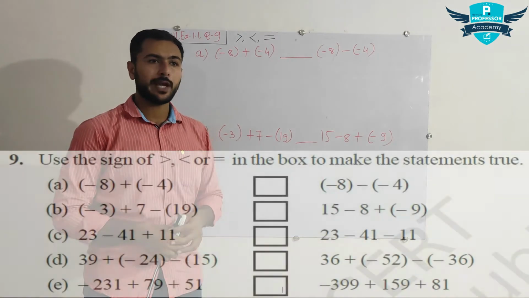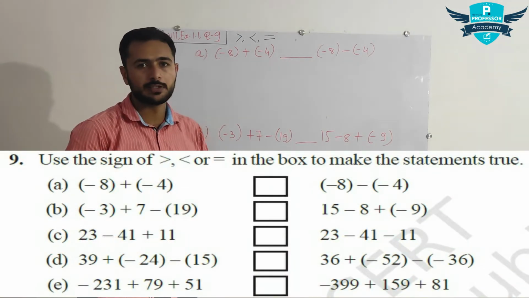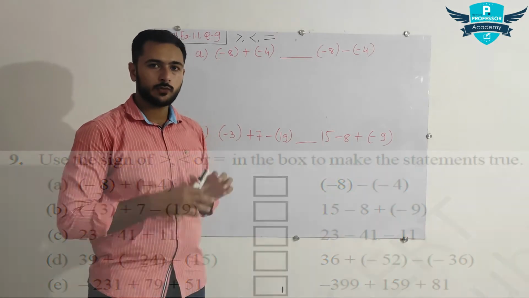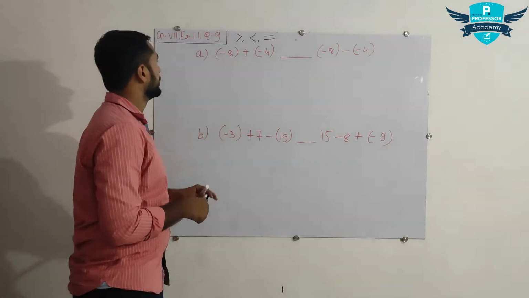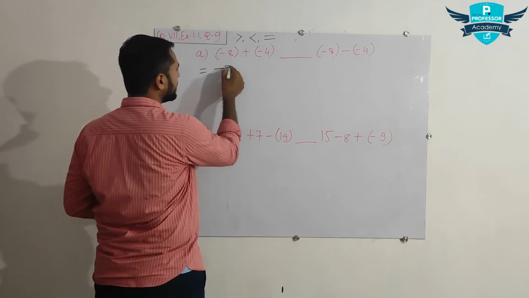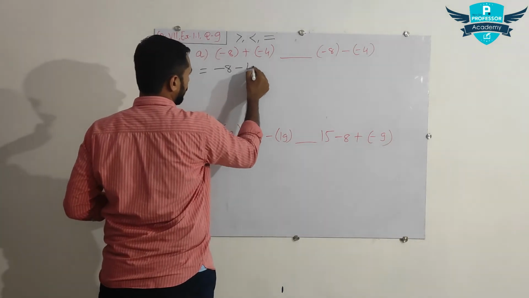In question number 9, we have to compare both the sides, LHS as well as RHS. How will we compare? Like, is it less than, greater than or equal to. Okay. So for that we need to calculate both the sides first. We need to simplify that. So here we have minus 8. Okay. So it will be as it is. Minus plus minus, it means I will write minus here.